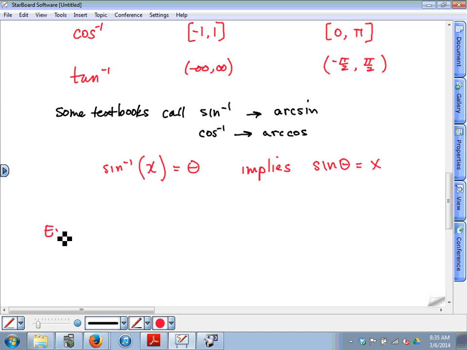Here's example 1. And the same would be true for inverse cosine equals theta. That implies that the cosine of theta is equal to that unknown value. So evaluate. Part A, what is the inverse sine of the square root of 3 over 2?